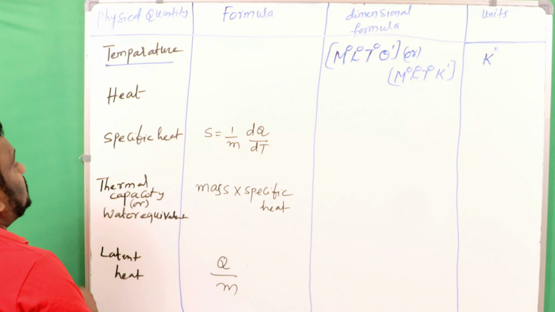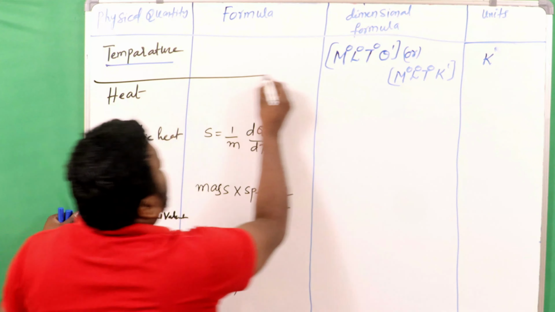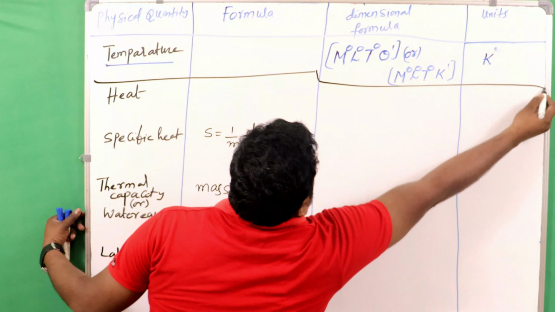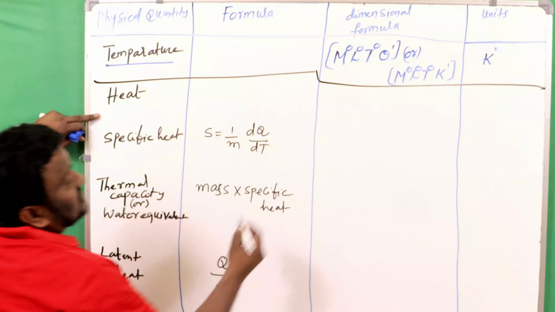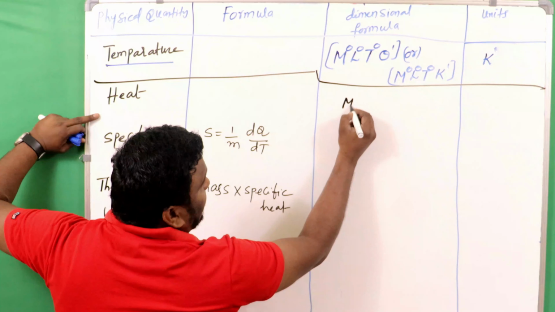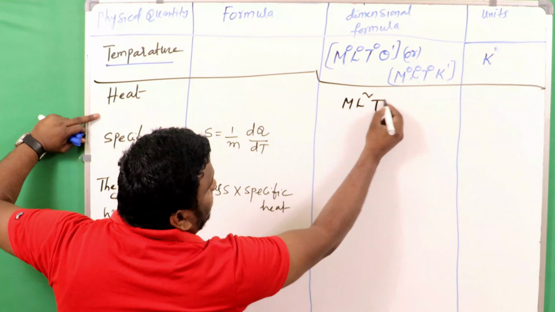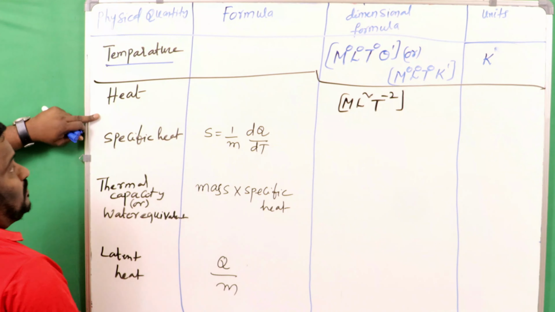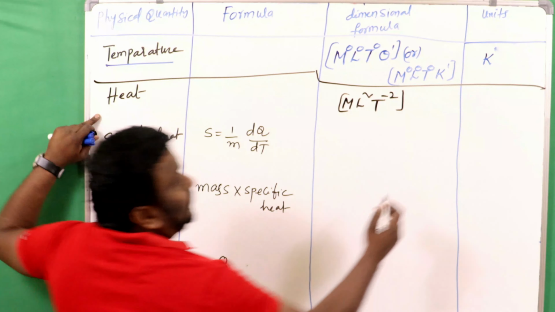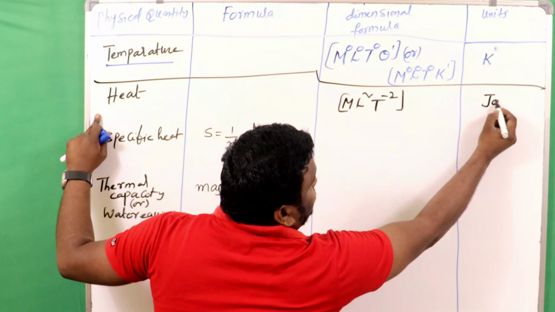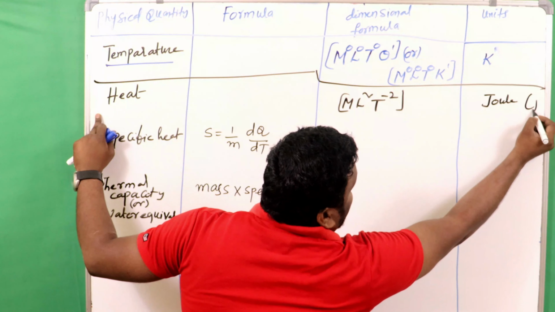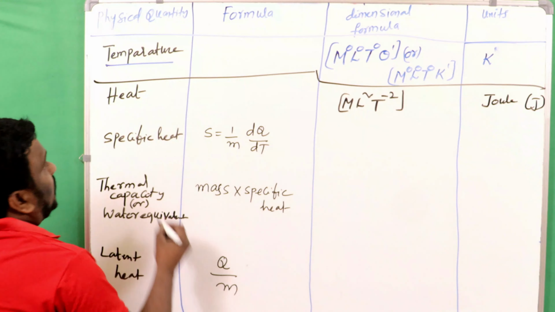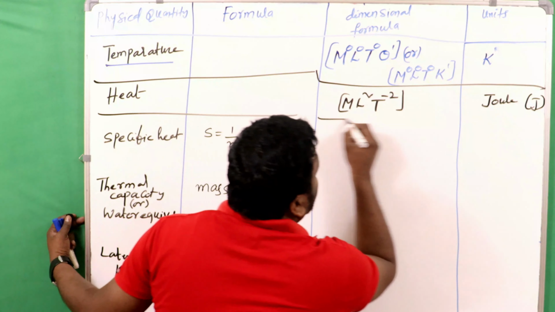Now the second one is heat. What is meant by heat? Heat is nothing but energy. It is a form of energy. That's why the dimension formula of heat is the same as energy, that is M L square T inverse 2. It is the dimension formula of heat. And the unit is joule, simply capital J. And this is the second one.